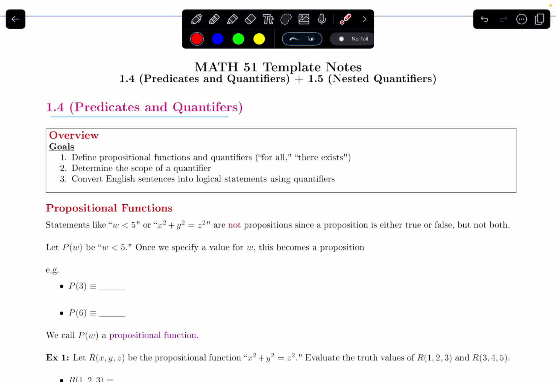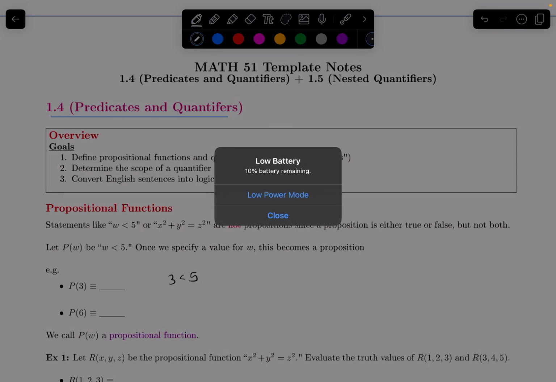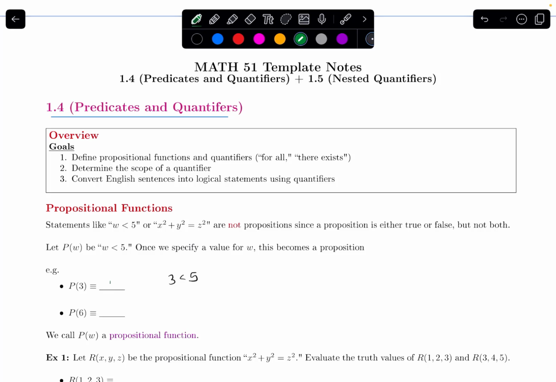So I'm going to introduce some notation. I'm going to let P(W) represent "W is less than 5." And once I specify a value for W, this will become a proposition. So for example, when I look at P(3), well, P(3) is representing the statement 3 is less than 5, and well, that's true. That is a true statement, so this is equivalent to true. P(6) would be 6 is less than 5, but that's not true, that's false.